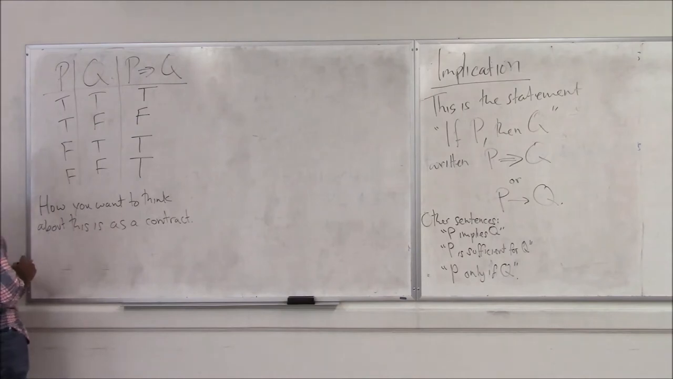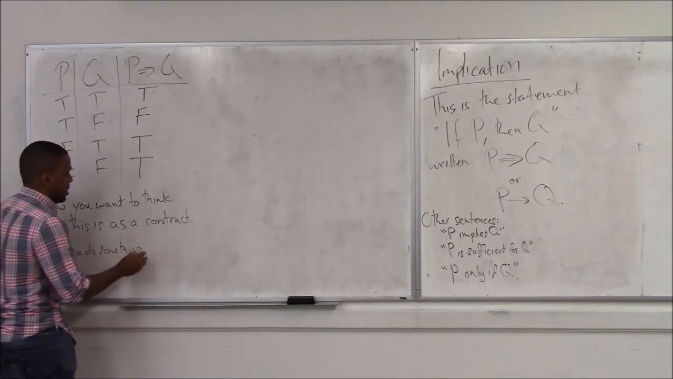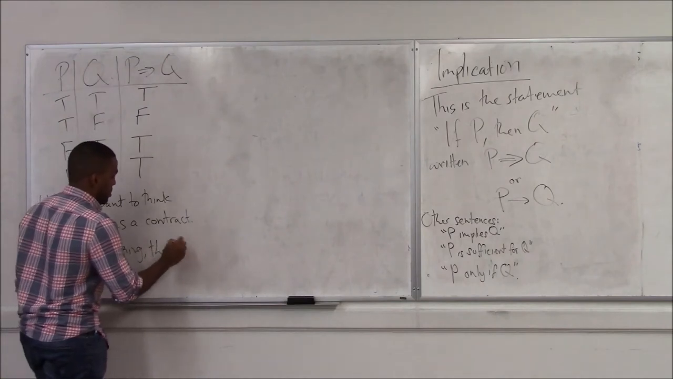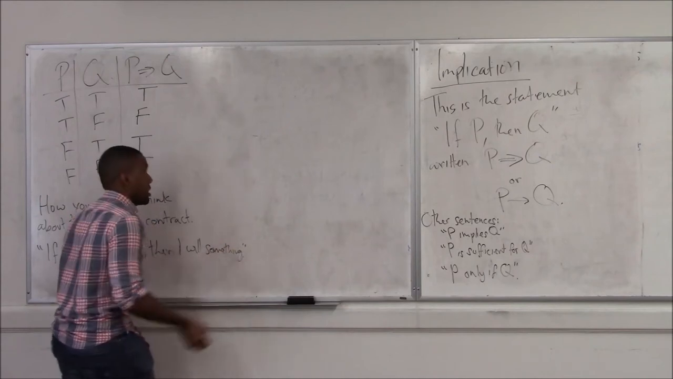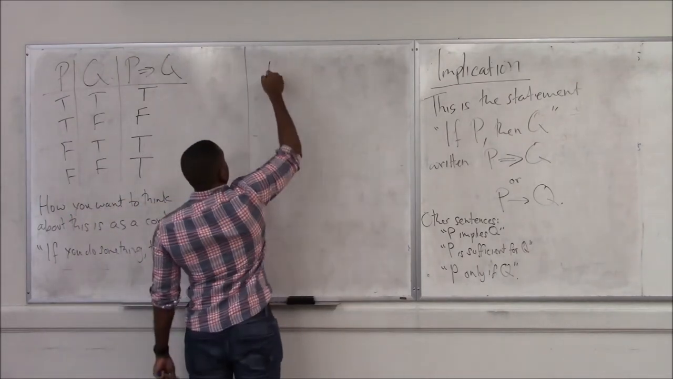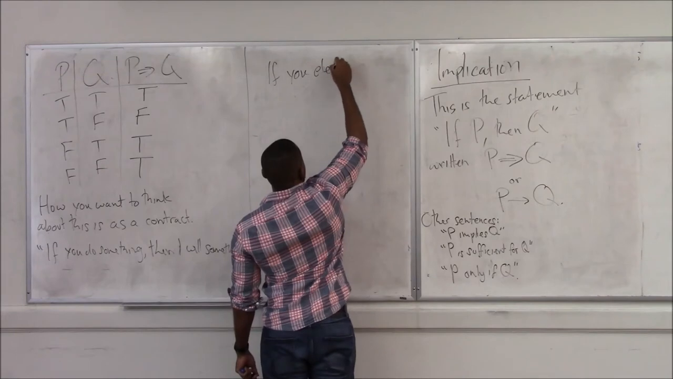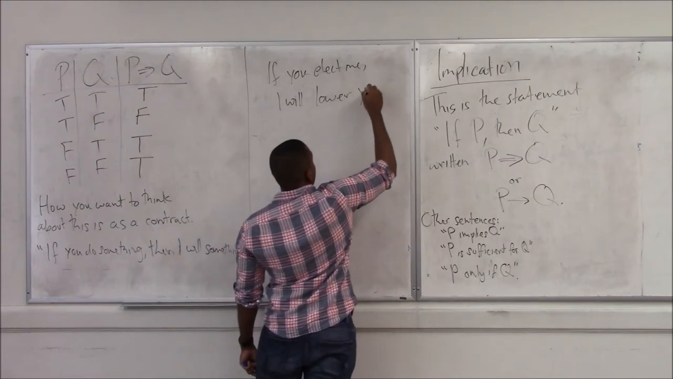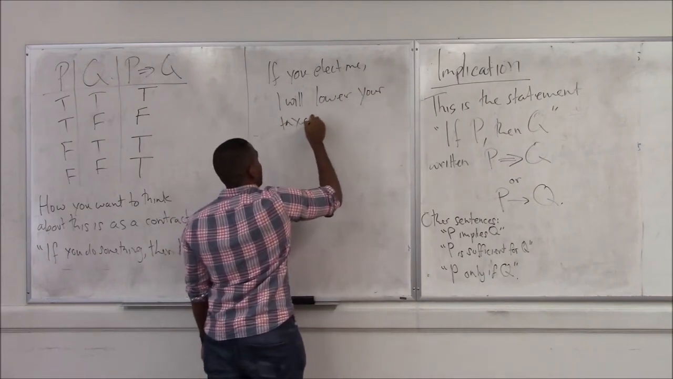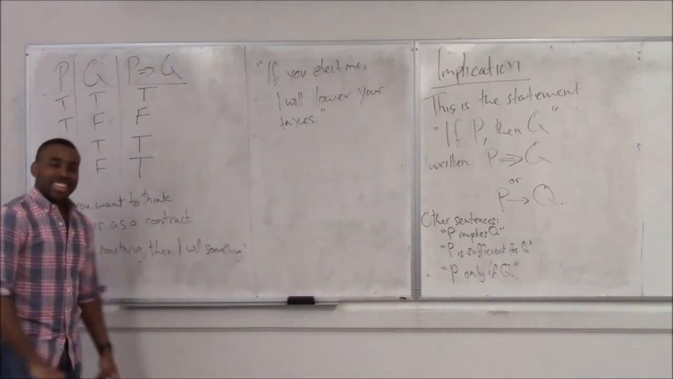So, something like, if you do something, then I will do something. Sort of a similar situation to that. So you can think about something like, if you elect me, I will lower your taxes. If Trump wins, I move into Canada. Or any such kind of statement.